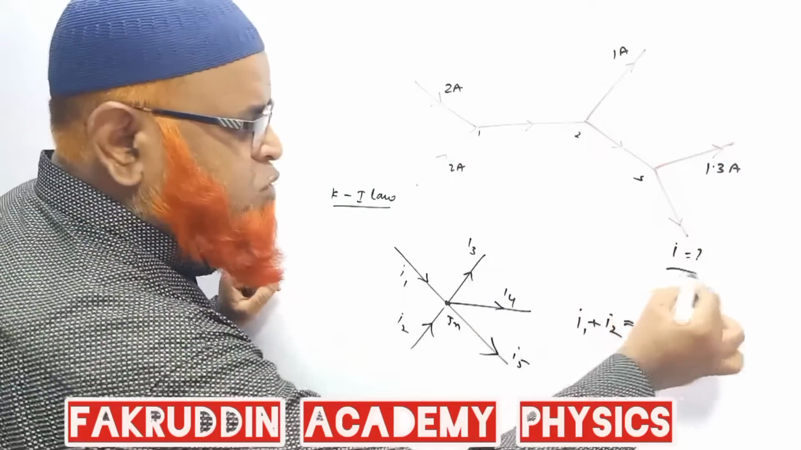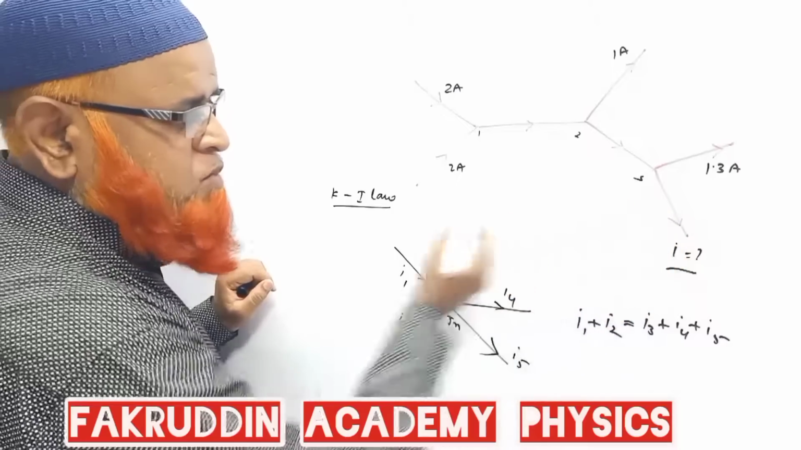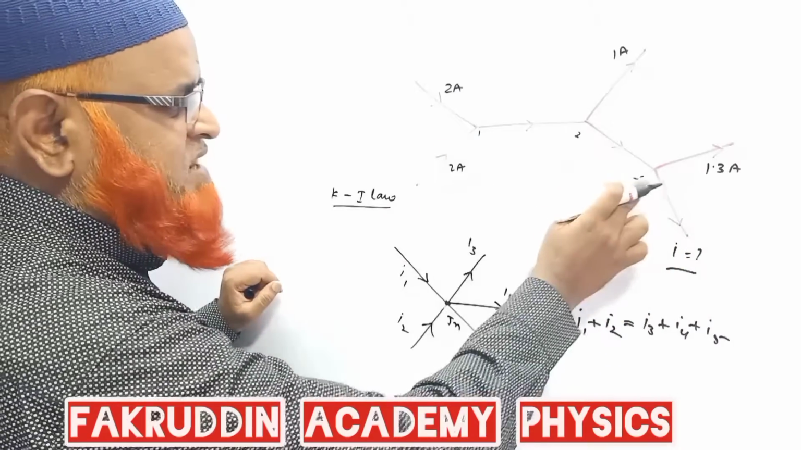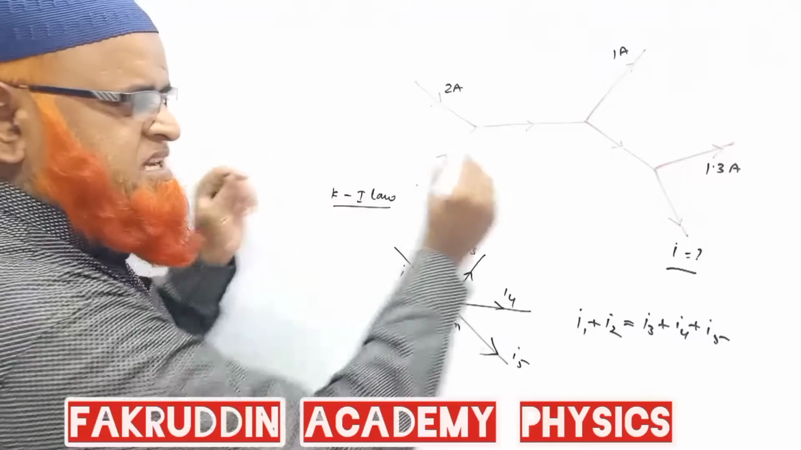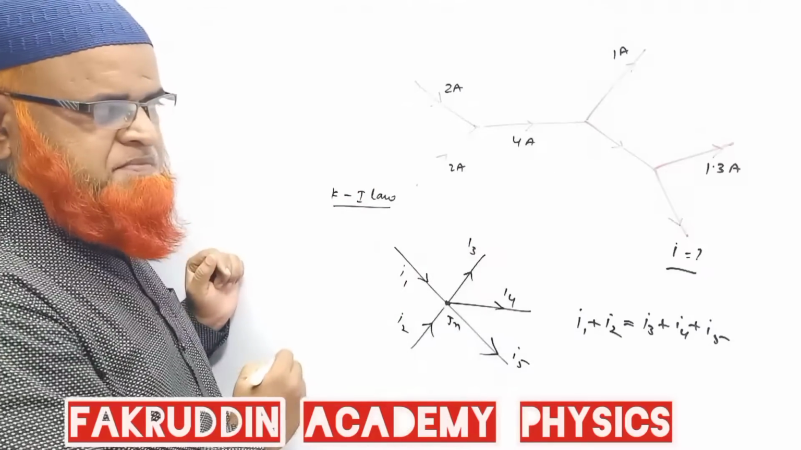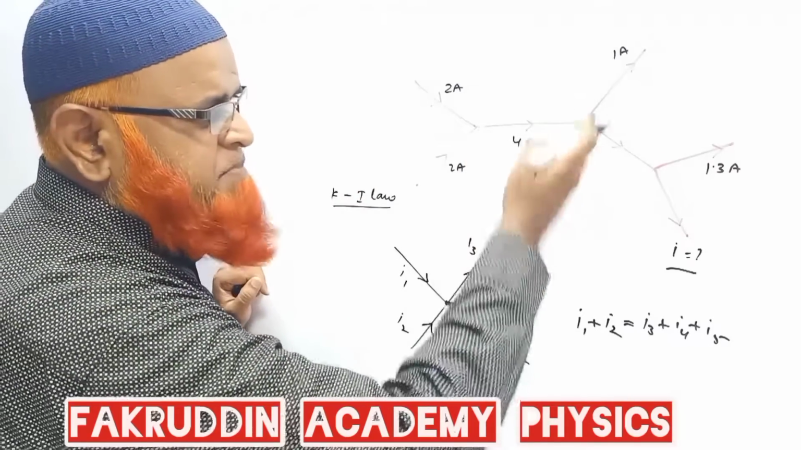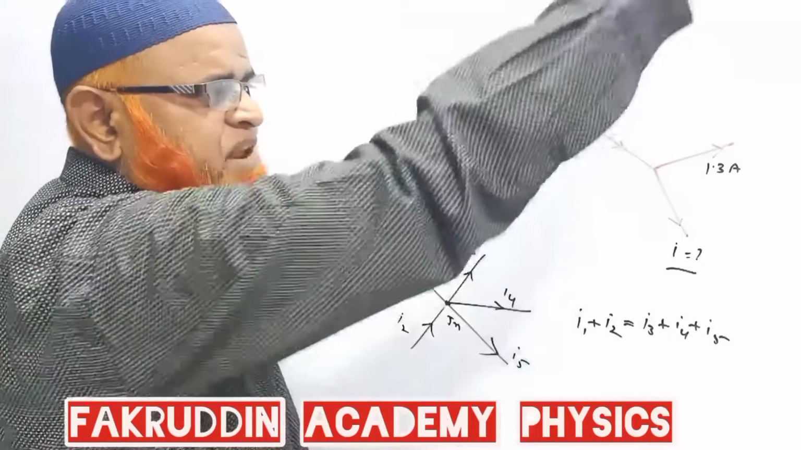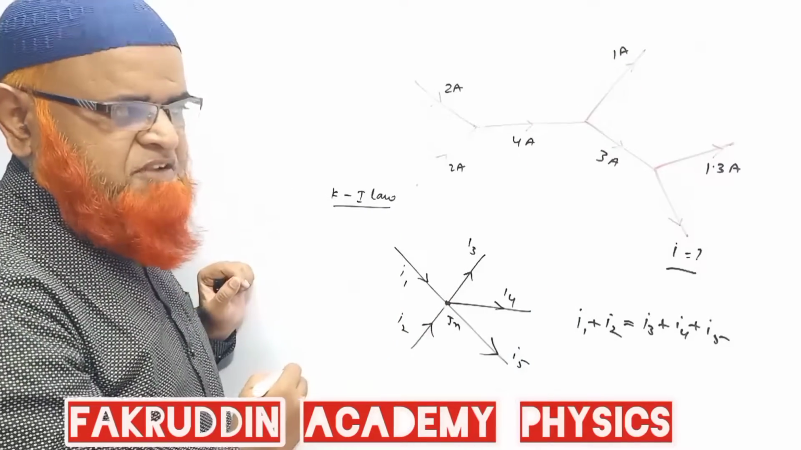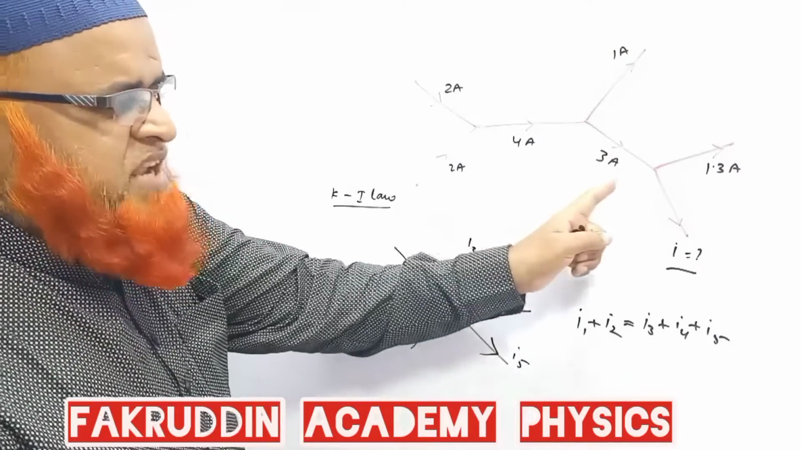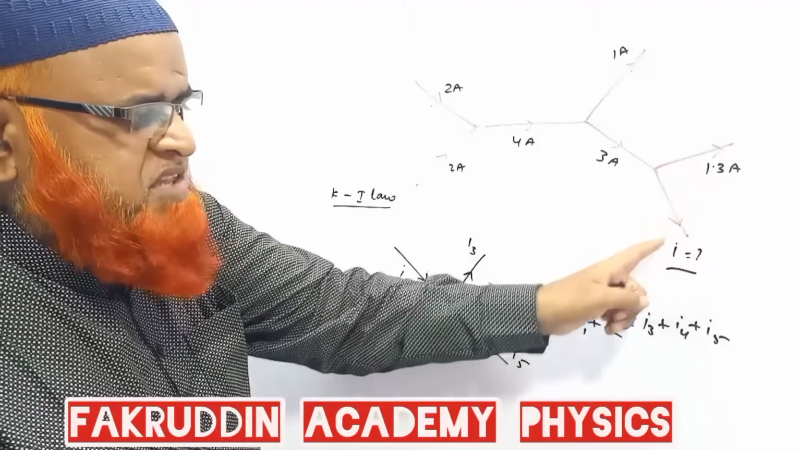He is asking us to find out what is the current coming out through this wire now. First, second and third junction. 2 amperes meet, it is going to become 4 amperes. Among these 4 amperes, 1 ampere is moving away. Then what is left out? 3 amperes is left. And this 3 amperes is divided into 1.3 and I.